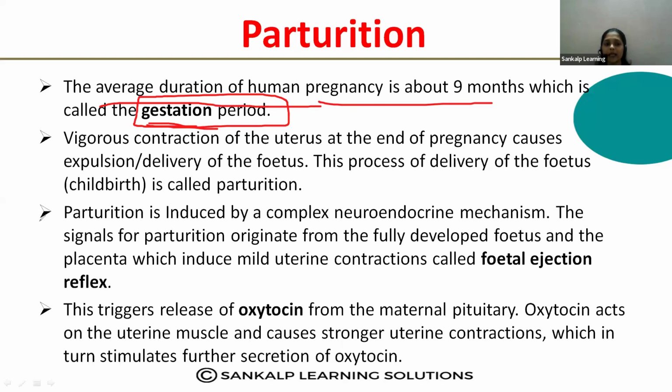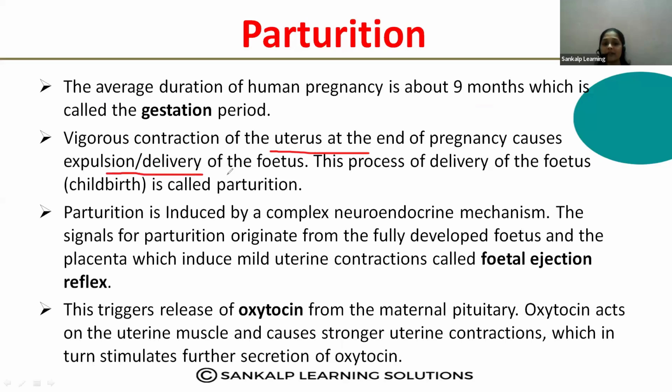So after 9 months, what happens? Vigorous contraction of the uterus takes place. The contraction of the uterus causes the expulsion or delivery of the fetus, means the process of the delivery of the fetus, that is called parturition. So parturition is nothing but the delivery of the baby from the mother's uterus.